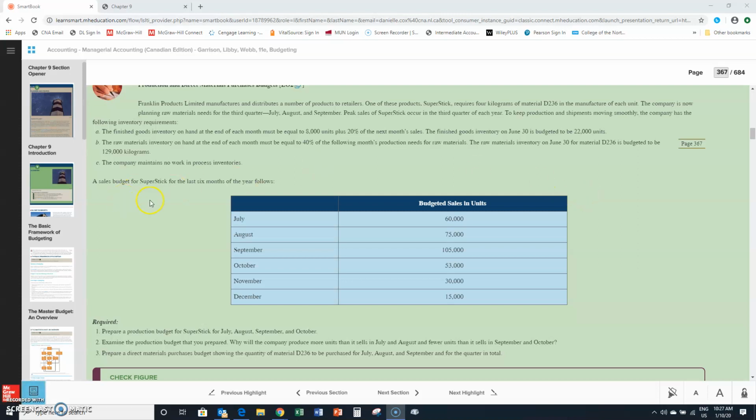B, the finished materials inventory on hand at the end of each month must be equal to 40% of the following month's production needs for raw materials. The raw materials inventory on June 30th for material D236 is budgeted to be 129,000 kilograms. The company maintains no work-in-process inventories. A sales budget for Superstick for the last 6 months of the year is as follows. So we're given the sales in units for the last 6 months. Required for number 1, prepare a production budget for Superstick for July, August, September, and October.